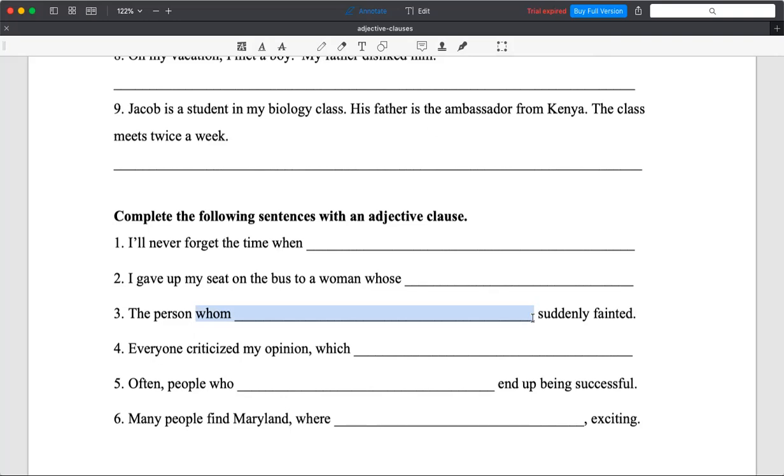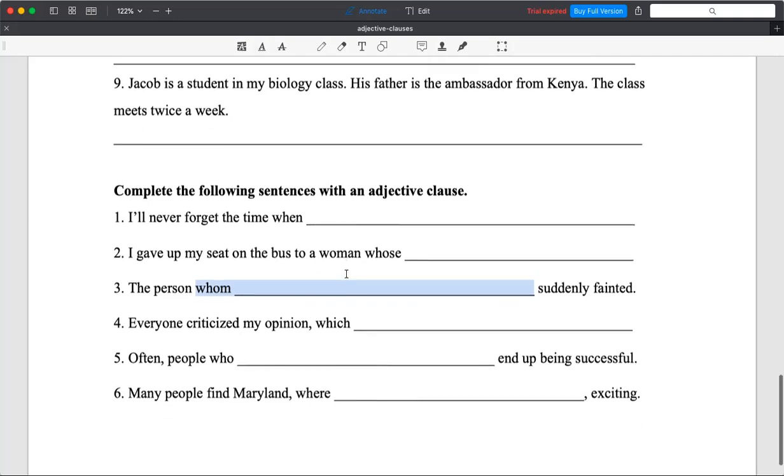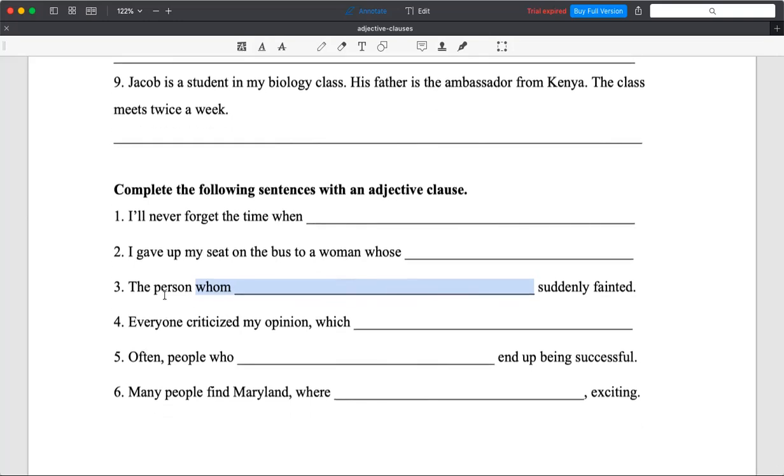The person whom Jake saw yesterday suddenly fainted. The person, okay. Very good, yeah. You can say Jake saw a person yesterday. The person whom Jake saw yesterday suddenly fainted.